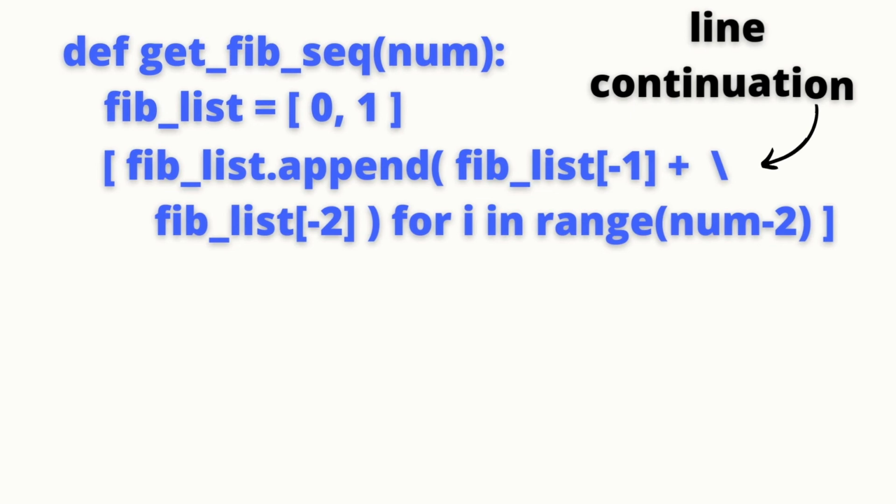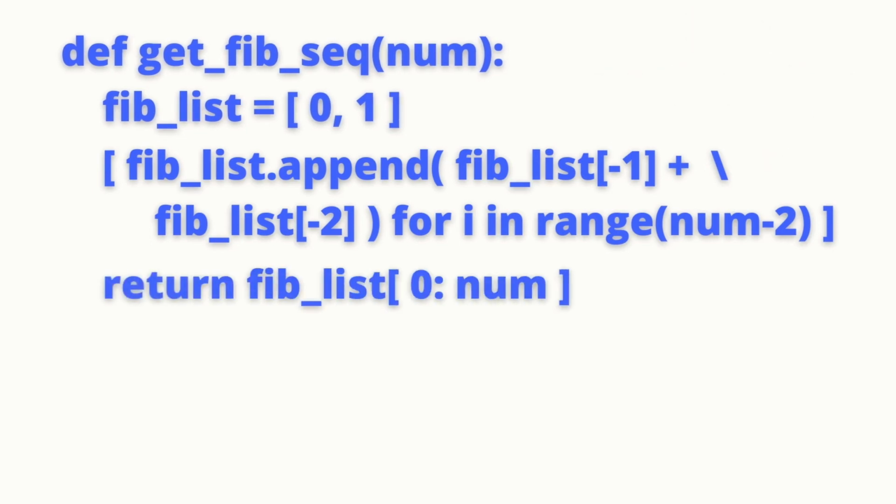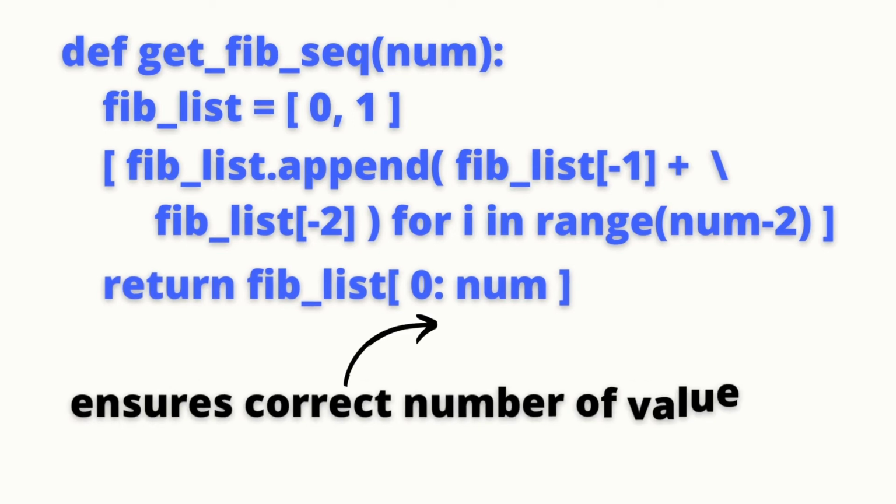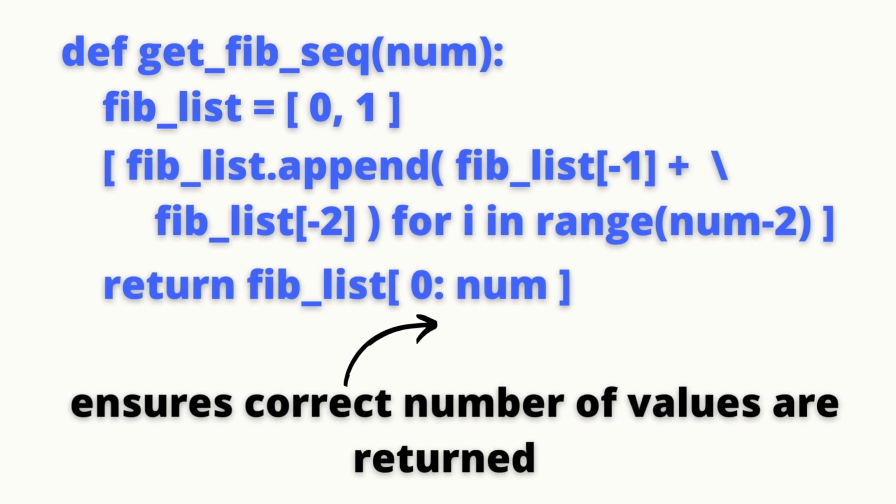The backslash after the plus operator is just a line continuation, which means Python views the 2 lines of code within the square brackets as a single line. The fib list is returned using the following syntax. This is to ensure that no matter what argument is passed to the getFib function, whether it's 0, 1, 2, 3, 4, etc., the correct number of elements of a Fibonacci sequence are returned.